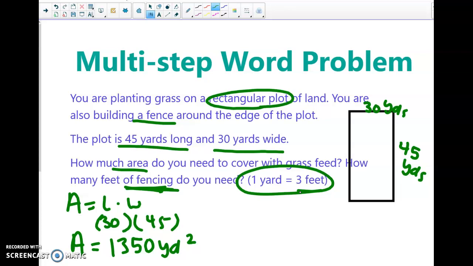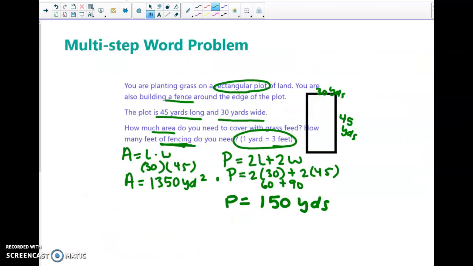So first find your perimeter. So perimeter of a rectangle is 2L plus 2W. Hit pause and take a minute to find what the perimeter is in terms of yards, what they gave you. Alright, the perimeter of your rectangular plot of land is 150 yards. However, 3 feet are in a yard, and we want to know how many feet of fencing. So if 1 yard equals 3 feet, that means there's going to be a lot more feet of fencing instead of yards. So we have to multiply the 150 by 3.